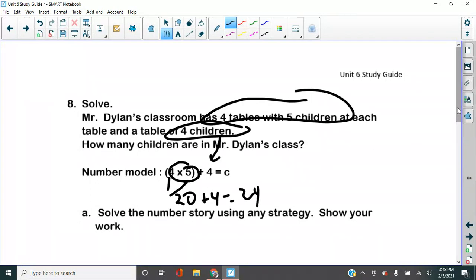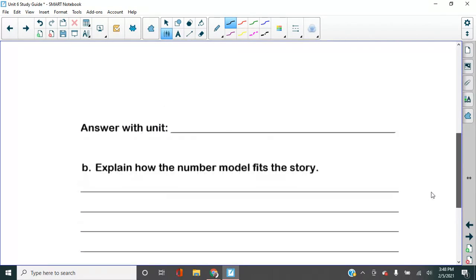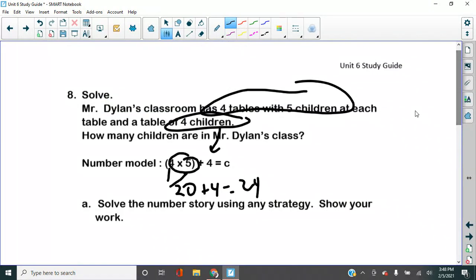Okay, and if we are then asked to explain how the number model fits the story, that's a good one, right? First, we had to do the parts with the 4 tables with 5 children. We had to do that first, and then we had to add the 4 extras.